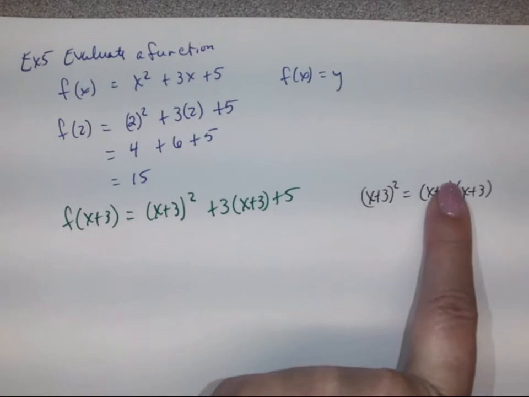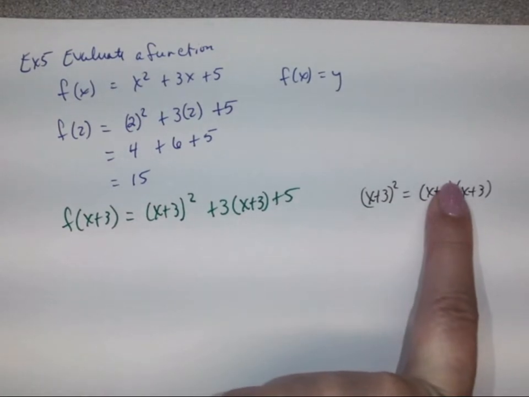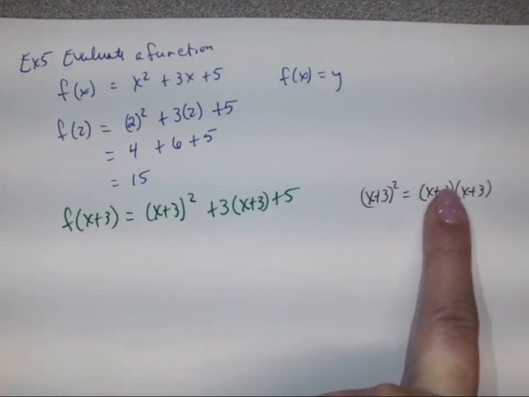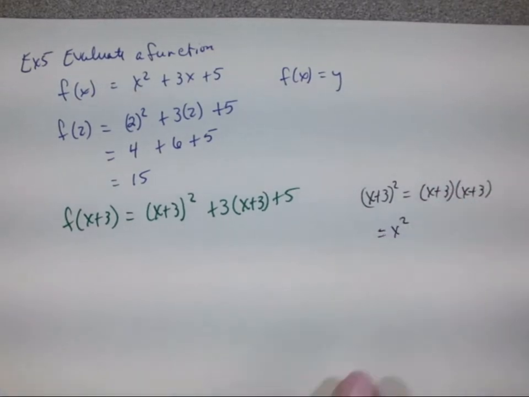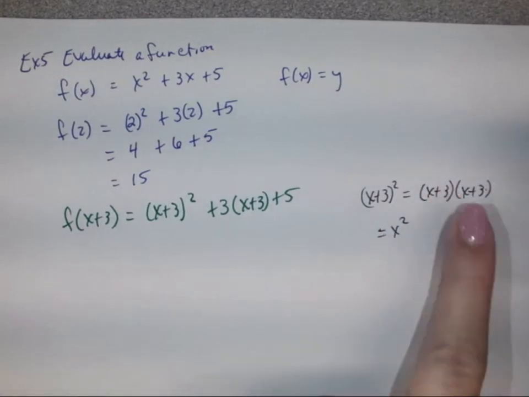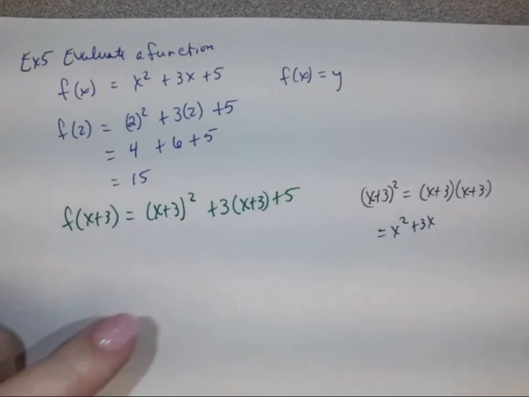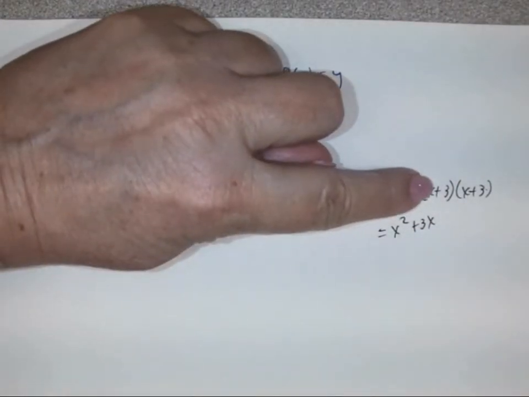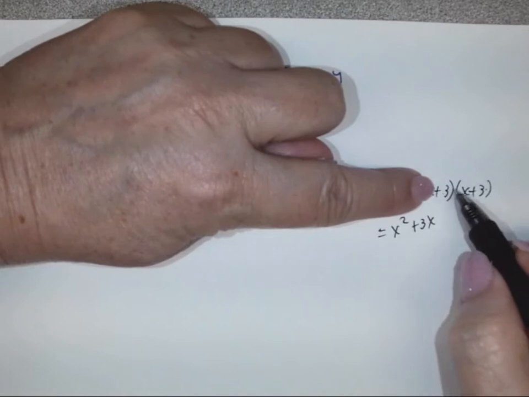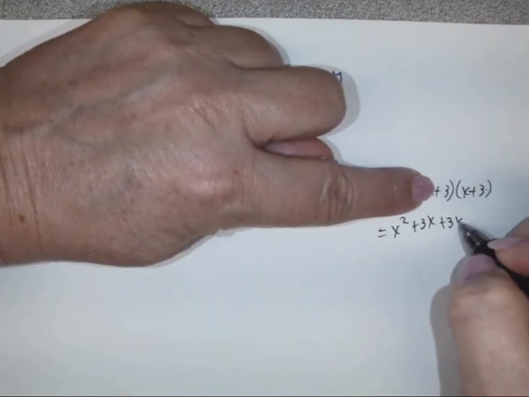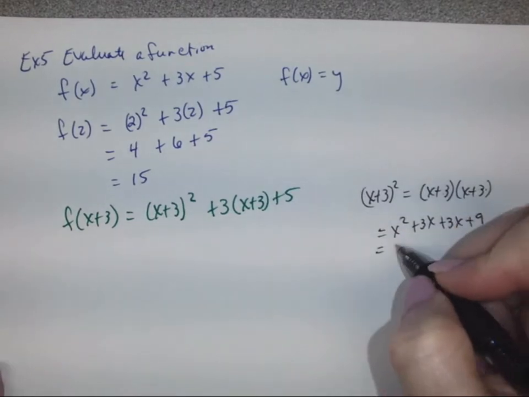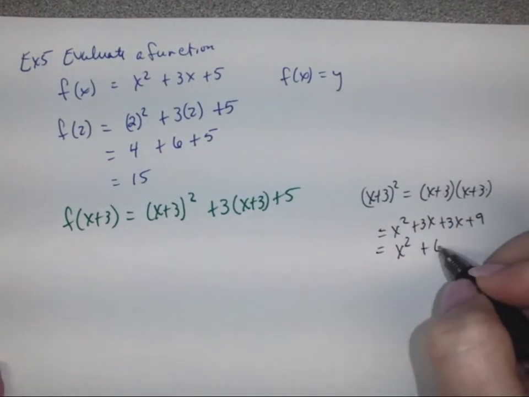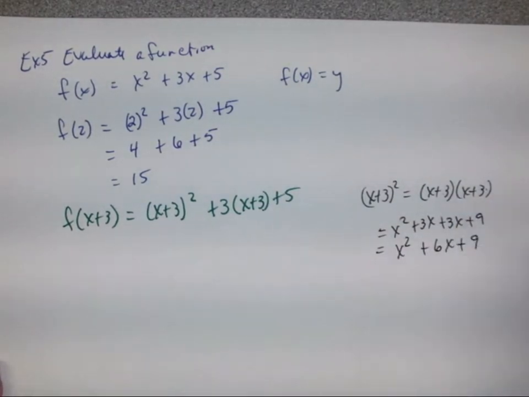So this is just like foiling, and you're just going to multiply it. I usually like to cover up the second part. So x times x is x squared. X times 3 is 3x. Now let's look at the first part, cover that up. So 3 times x is 3x, and 3 times 3 is 9. Combining like terms, we get x squared plus 6x plus 9.